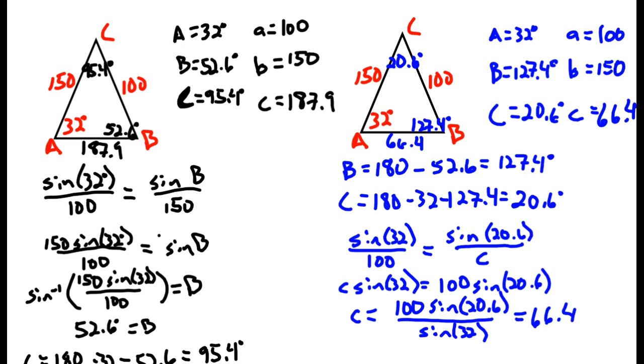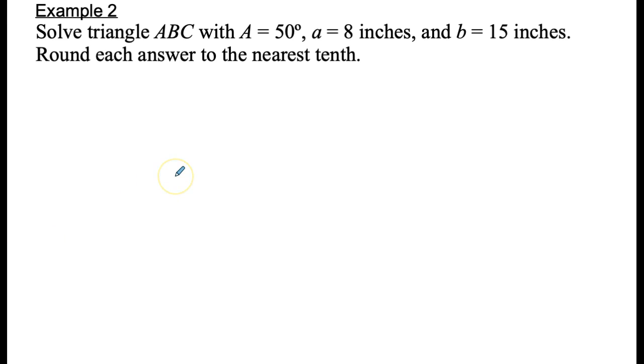So let's take a look at another possibility here, all right? So in this example, we have the same situation. We have angle A, side a, so an angle and its opposite side, and then another side. So let's sketch it out. So we've got this triangle here.